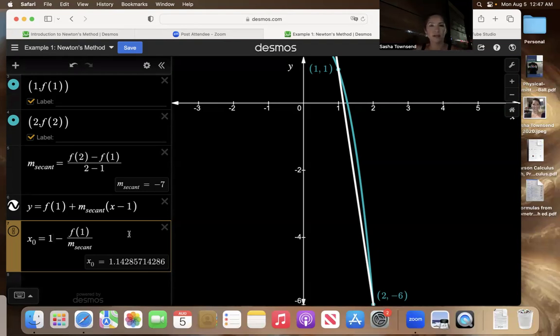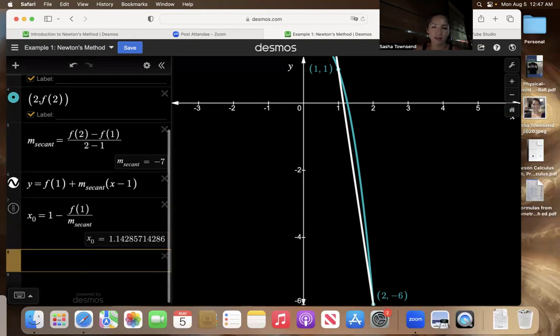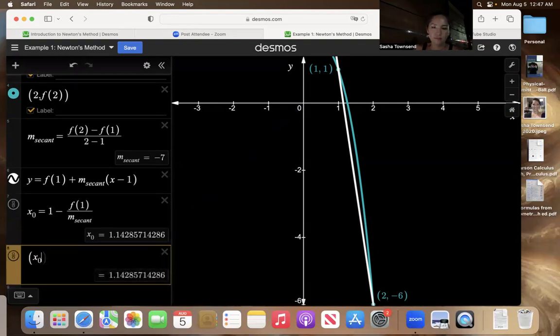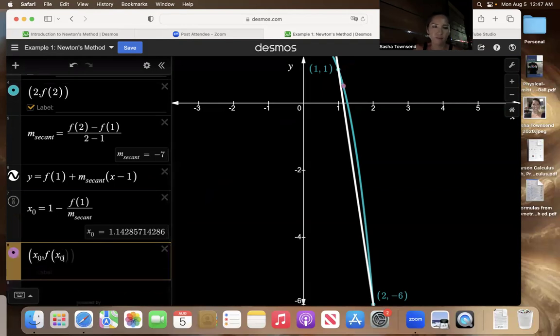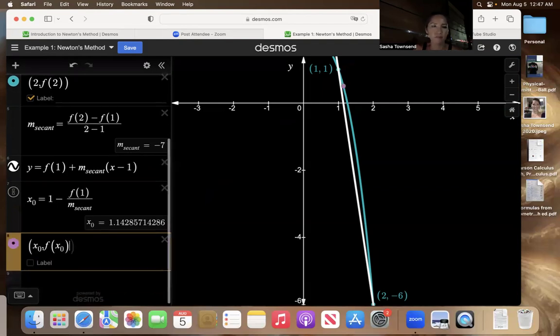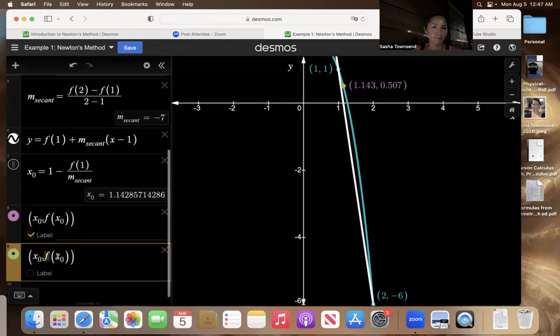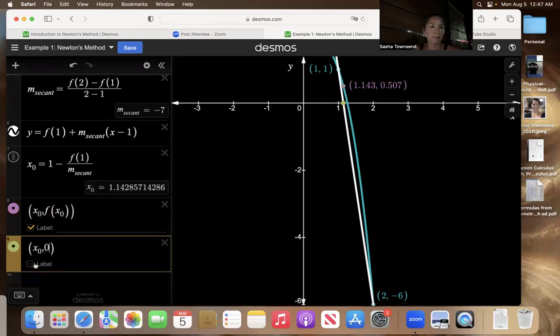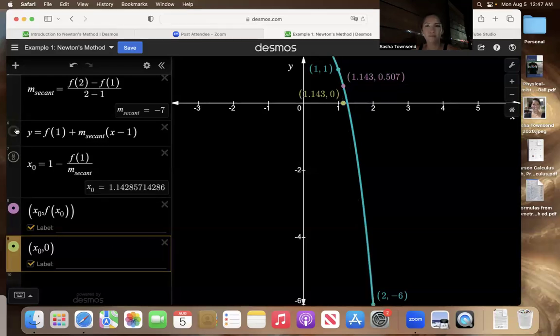You say, well, that's not good enough. Let's plot that point on the graph of f. And then graph the secant line there. We could also plot that point on the x-axis if we wanted to. You can say, okay, that's the point. It's close to the x, or the x-intercept that we're looking for, but we're not quite there yet.